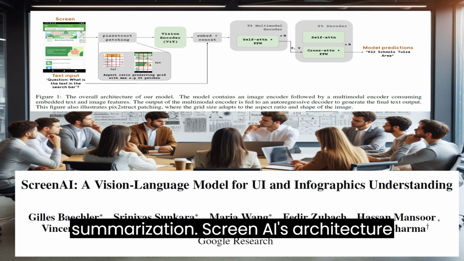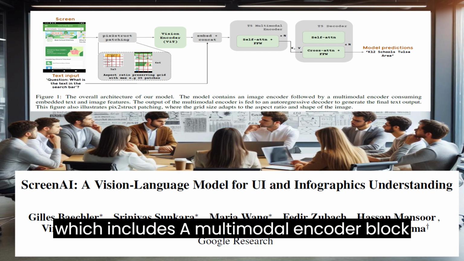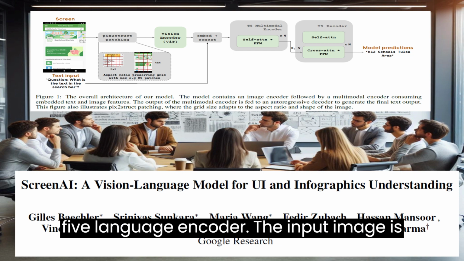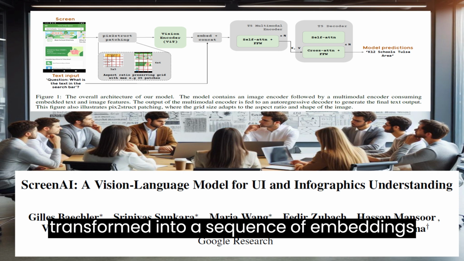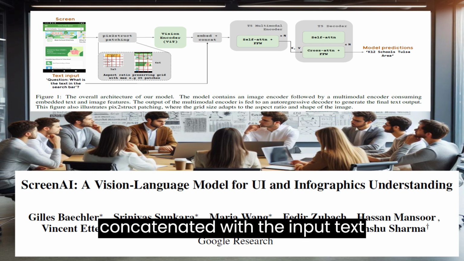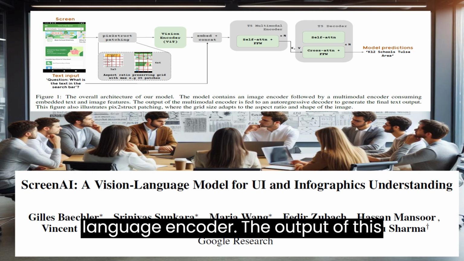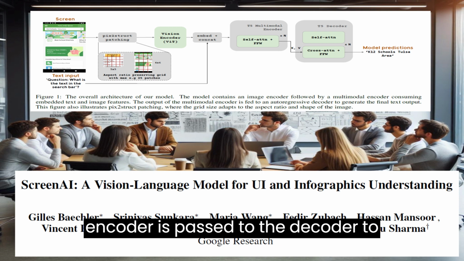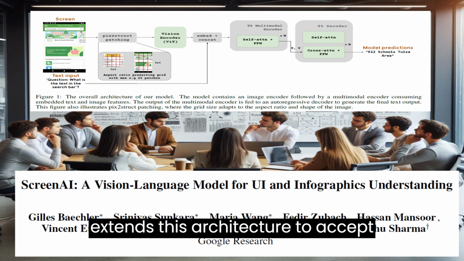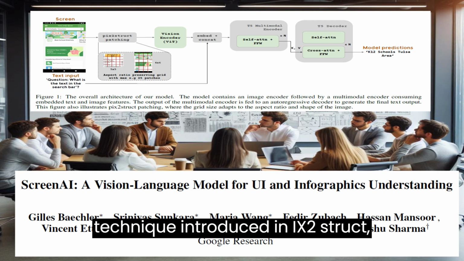ScreenAI's architecture is inspired by the PaLI family of models, which includes a multimodal encoder block with a vision encoder like ViT and a mT5 language encoder. The input image is transformed into a sequence of embeddings by the vision encoder, which are then concatenated with the input text embeddings and fed into the mT5 language encoder. The output of this encoder is passed to the decoder to generate the text output. ScreenAI extends this architecture to accept various image patching patterns using a technique introduced in Pix2Struct.